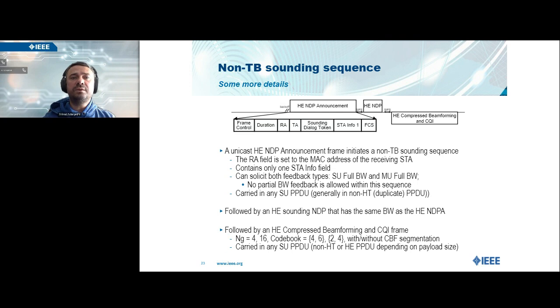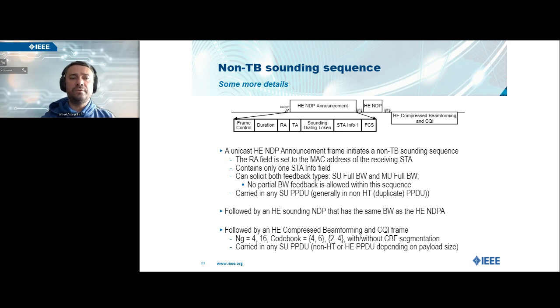As the non-trigger-based sounding sequence goes, this can solicit 2 feedback types, essentially, single user full bandwidth, and multi-user full bandwidth. However, we do have a mode which is for partial bandwidth feedback, which is allowed in the trigger-based sounding, but not in the non-trigger-based sounding. And the NDP announcement is allowed to be carried in any single user PPDU, but as you might have noticed, in general, we prefer to use the non-HT duplicate PPDU format to help legacy stations to correctly defer to the NAV. So this is also the case in this particular mode.